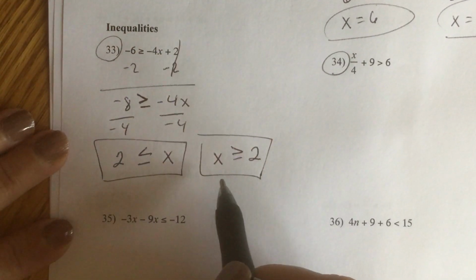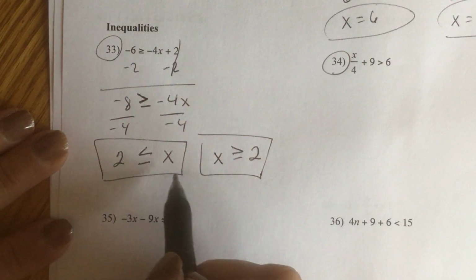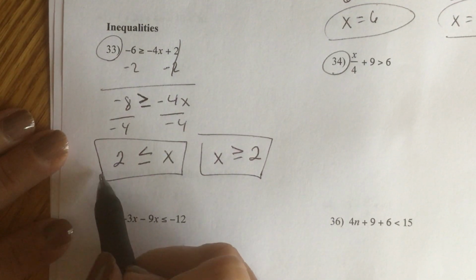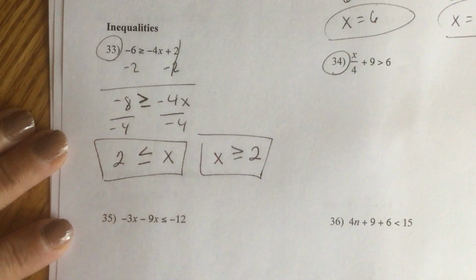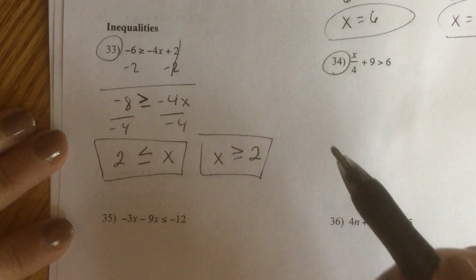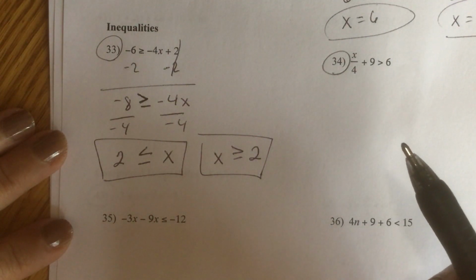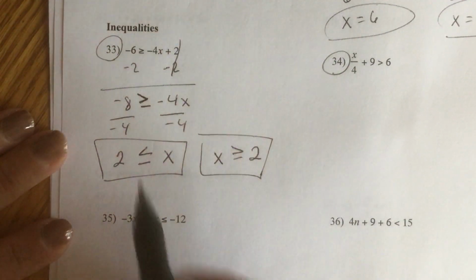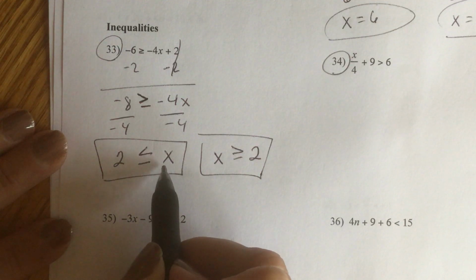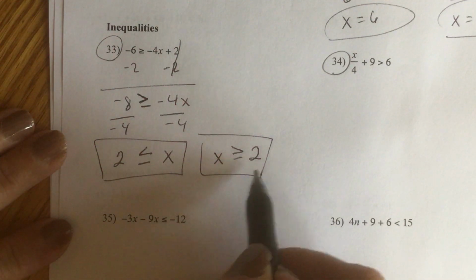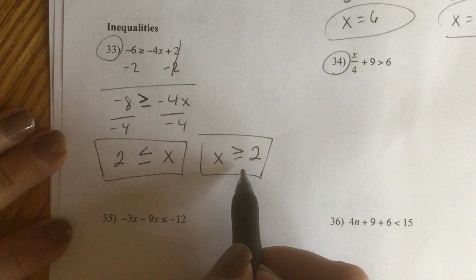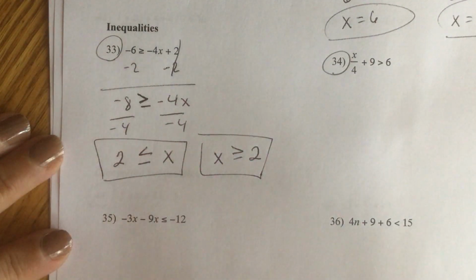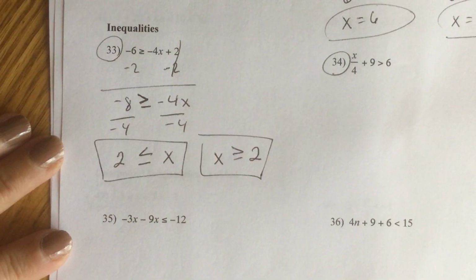A lot of times we like to say our letter first, but think of it as a sentence. If I say I am older than you, then if I flip that around, if I start with you, I have to change the word from older to younger. You are younger than me. So if 2 is smaller than x, then x is bigger than 2. So either of these is fine. Just make sure that if you flip it and you put the x first, you change the sign, you change the word that goes in between the two. Okay?